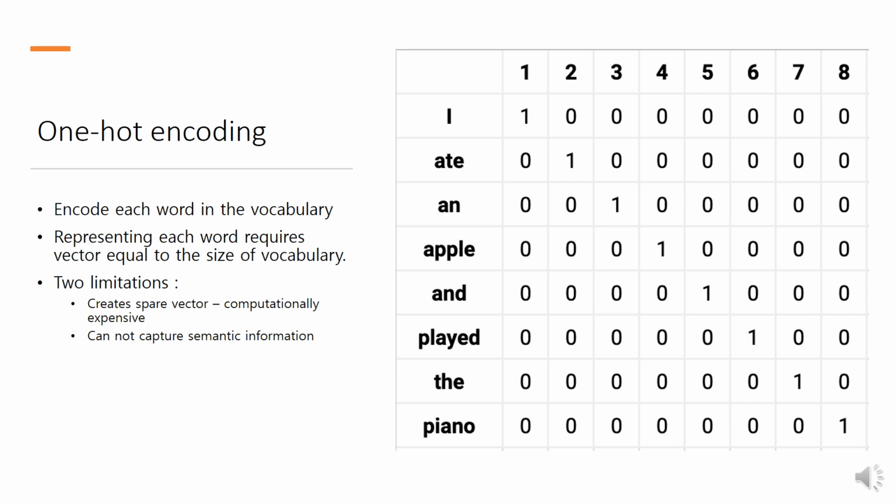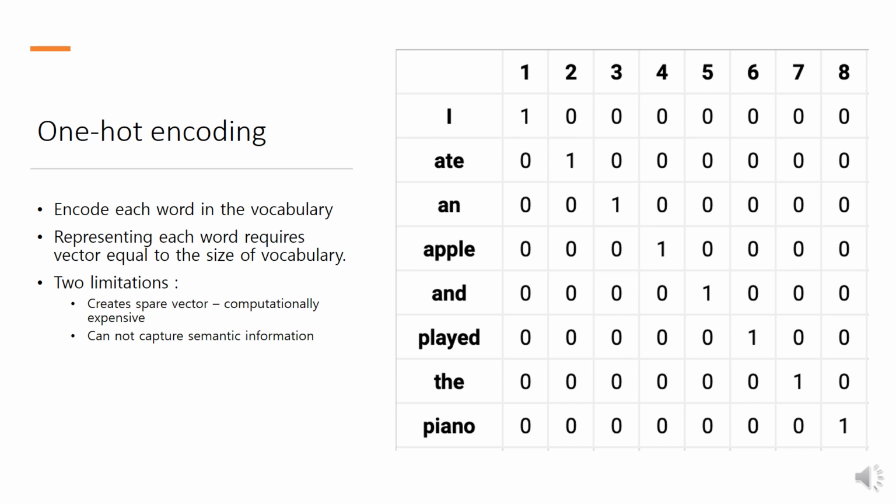Here are the words such as I ate an apple and played the piano. So these are 8 words, and for each word we place 1 at that particular index, and all other places we place 0. So this kind of representation is known as one-hot encoding.